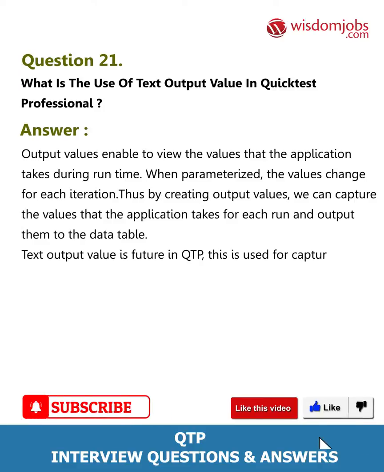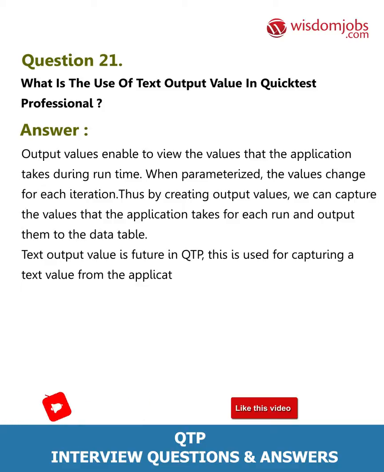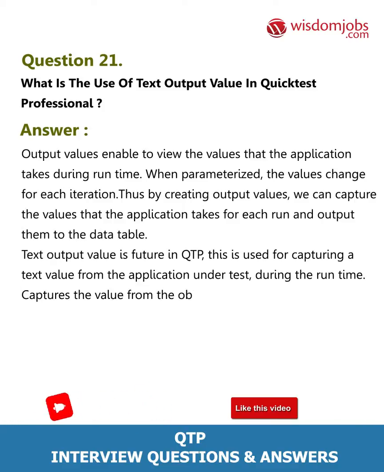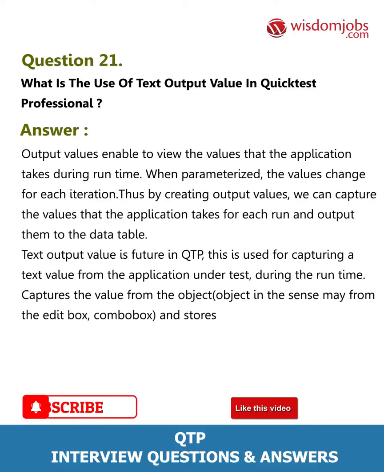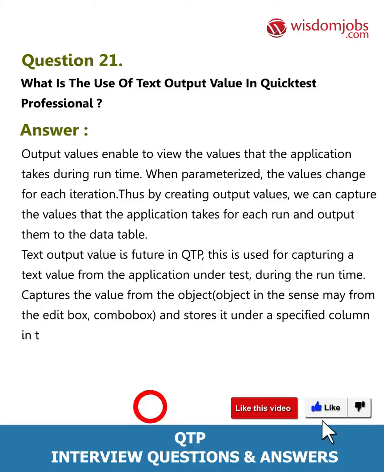This is used for capturing a text value from the application under test during the runtime. It captures the value from the object, in the sense maybe from the edit box or combo box, and stores it under a specified column in the runtime data table.